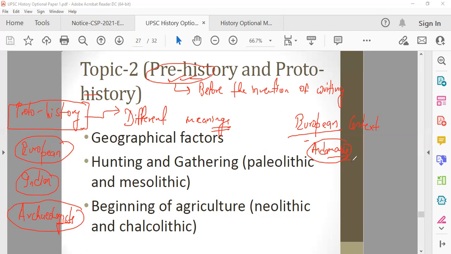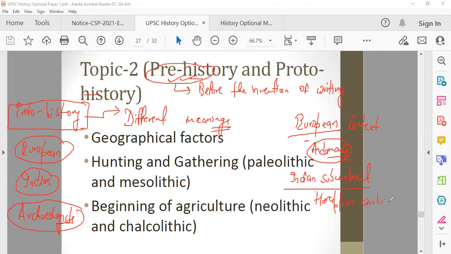What is the Indian context? What is proto-history from the point of view of the Indian subcontinent? Here in proto-history, we have also included the Harappan civilization. See, in the European context, we have included those civilizations which did not have their own writing, but are mentioned in the contemporary literature of those groups who knew how to write.